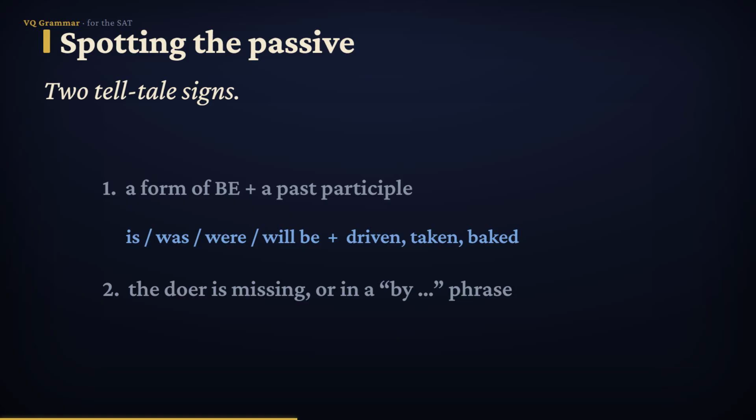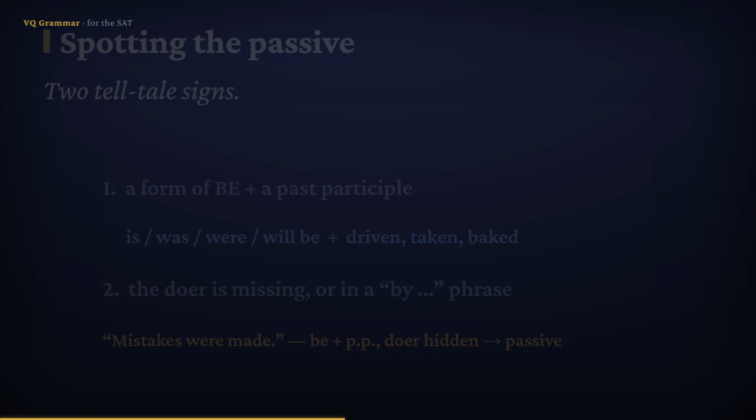Listen to a classic. Mistakes were made. Were made is be plus a past participle, but notice nobody is named. Who made them? That vagueness is the passive at work, often used to dodge responsibility. Be plus a past participle with the doer hidden, that's your signal.